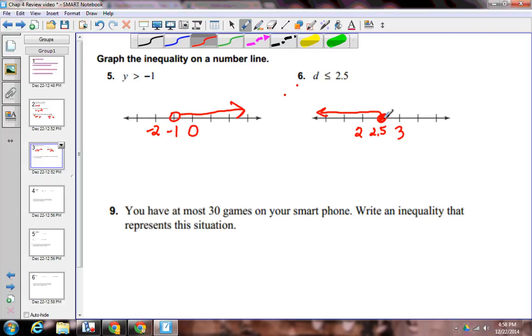And then we learned to write inequalities from real-life situations. So for number 9, if you have at most 30, that's the same as if your mom said you could have at most 3 cookies. So I'm just choosing x as my variable, but we would use the less than or equal symbol and be less than or equal to 30. Now don't forget for real-life problems to label your units. 30 is games in this case.